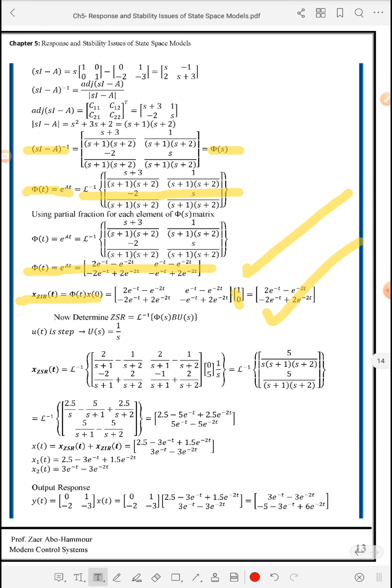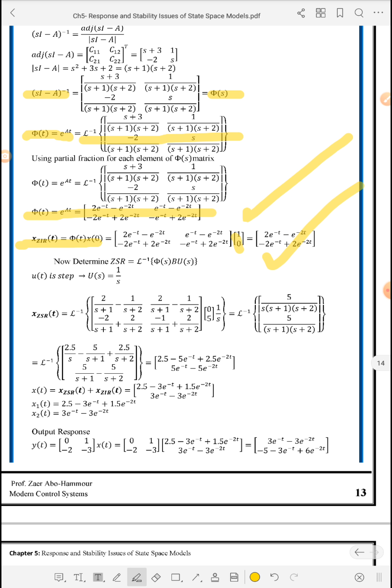We are interested in finding the overall response. So regarding the overall response, we should switch in the second part to the zero state response, which is the Laplace inverse of phi of s multiplied by b multiplied by u of s, and u of s in our case is a unit step, so u of s will be 1 over s. We will get finally this. If we perform the calculations, we will finally get the zero state response as this, and finally the overall response will be the summation of the zero state response plus the zero input response, which will be given in this, and this is x1 and this is x2.